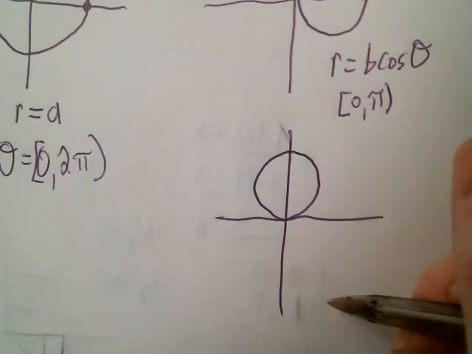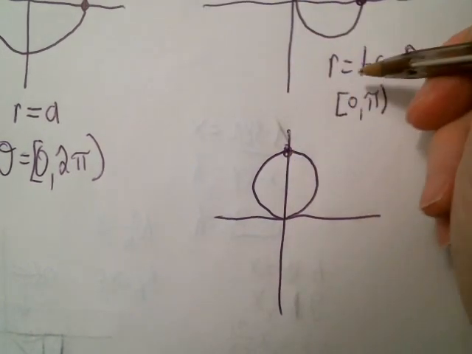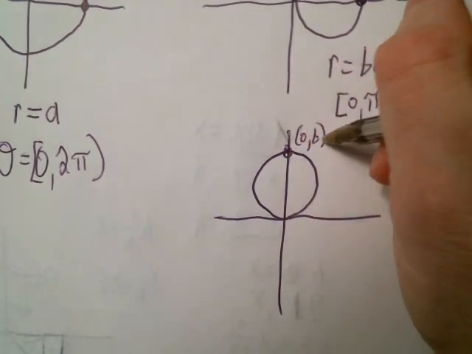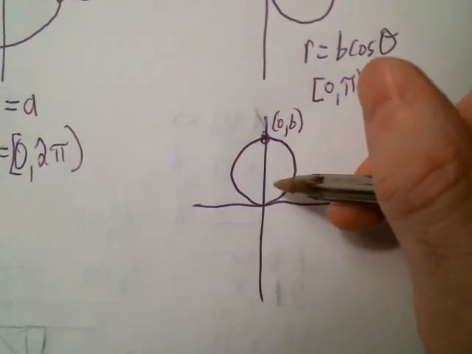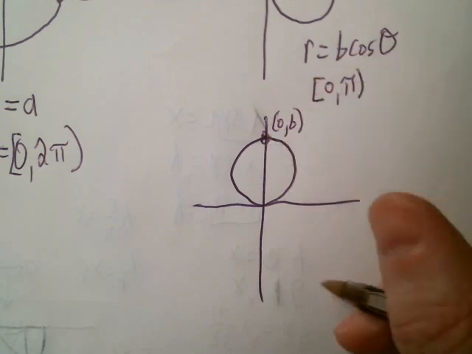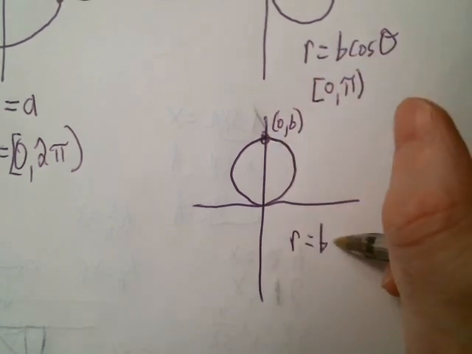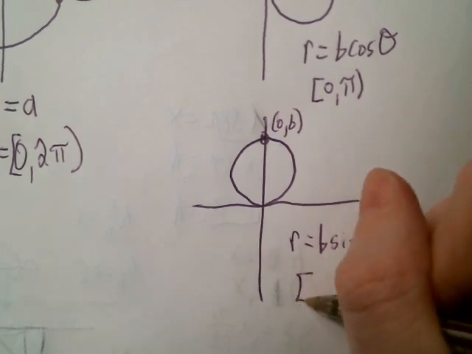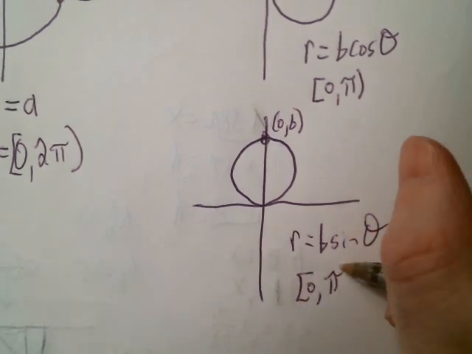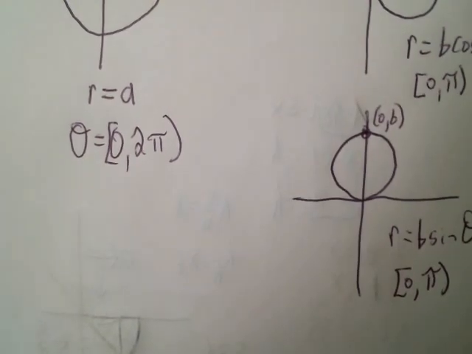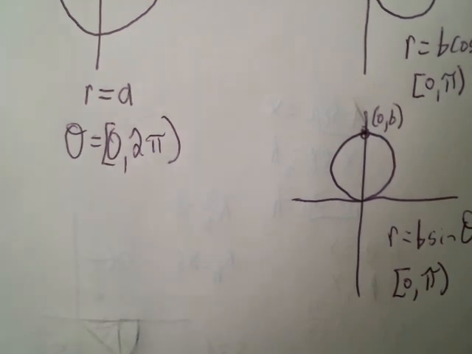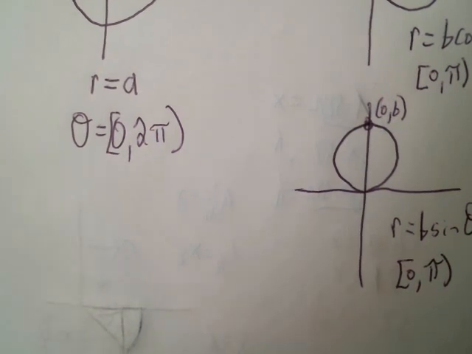All right, so that's the one. And then this guy down here, if this point is located at 0 comma b, so in both of these cases, b is the diameter of the circle. If the top point here is 0 comma b, then r will equal b sine theta. Again, it's traced out going from 0 to pi. So those are the main types of curves that I would imagine putting on a test. I'm not going to put rose petals or limaçons or whatever else you can imagine. I'm just not that interested.